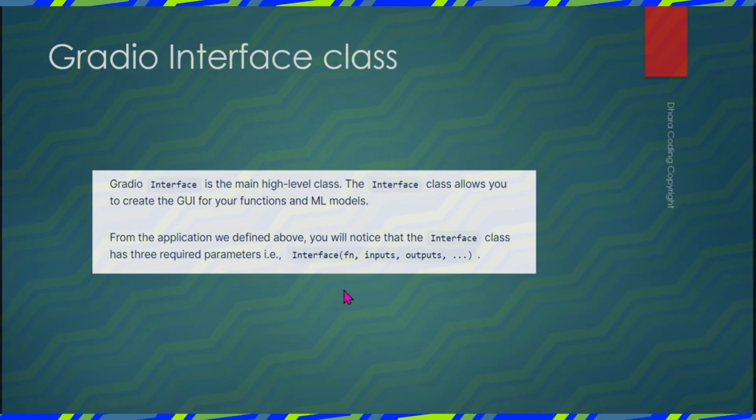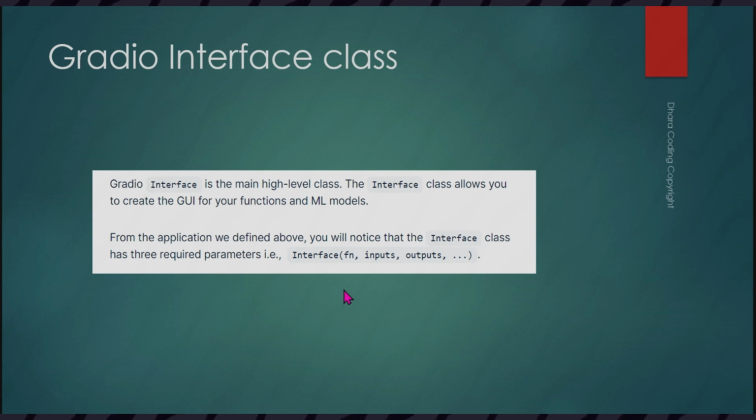Suppose you want to sell your product to non-programming people, how can you sell it? It will not be visible. They have to write the code. Your client needs to write the code. So that is not a feasible solution. So how can you make it more user friendly? You can use the Gradio interface.